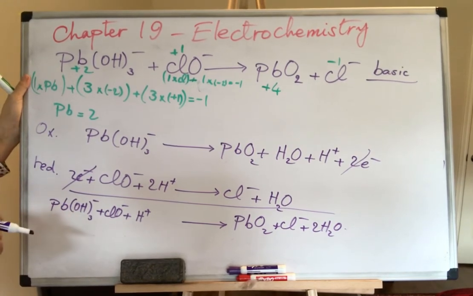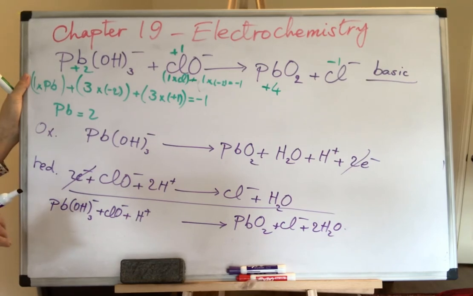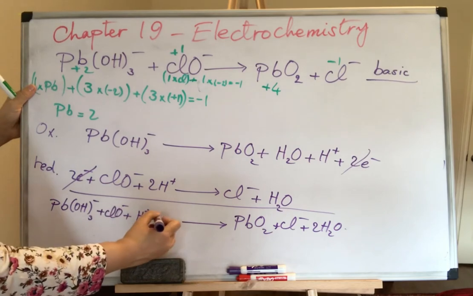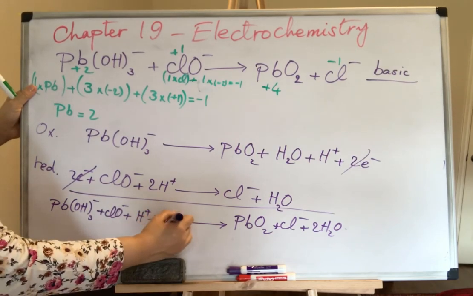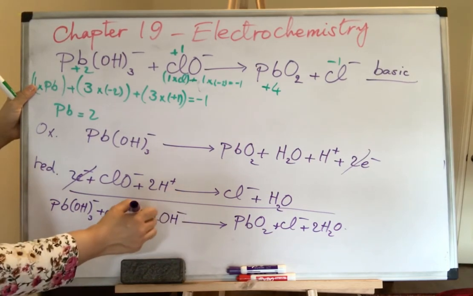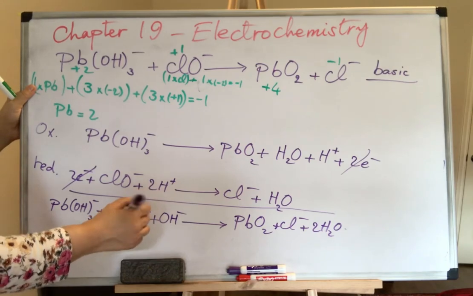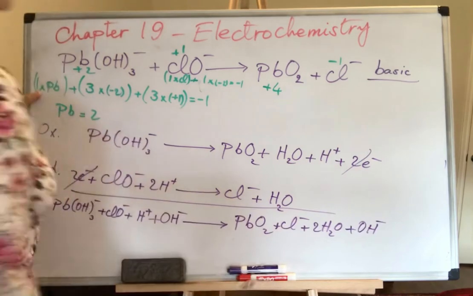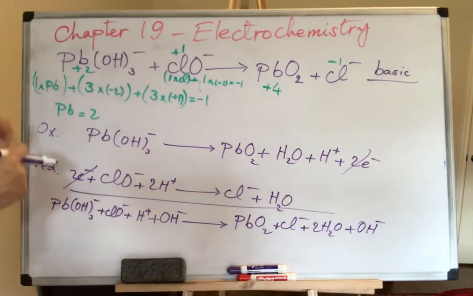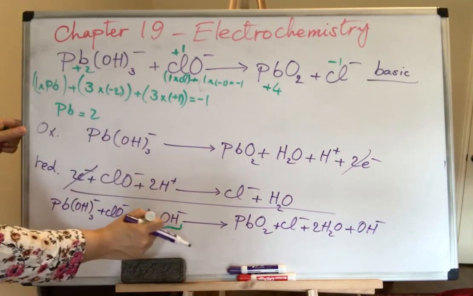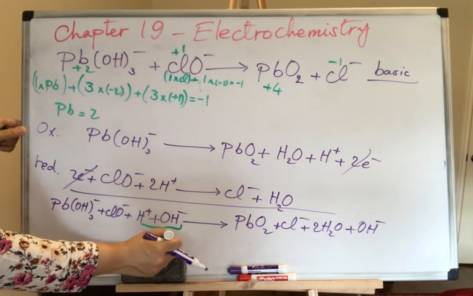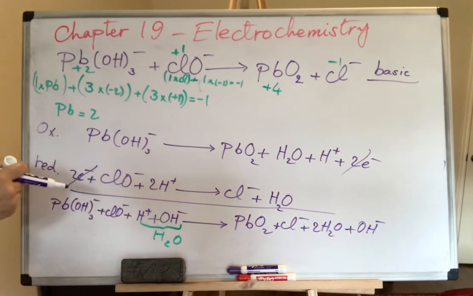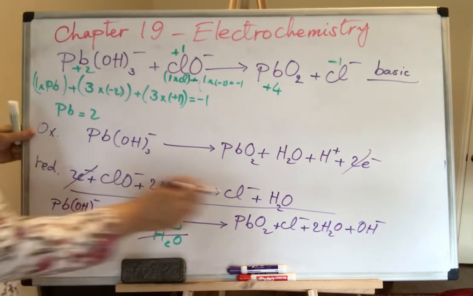How many OH ions do you need to convert to the basic solution? You add 1 OH to each side, the same number of hydrogen ions to each side, right? Now, H and OH together form what? I'm sure you will say H2O. You have 1 H2O here now, 2 here, right?